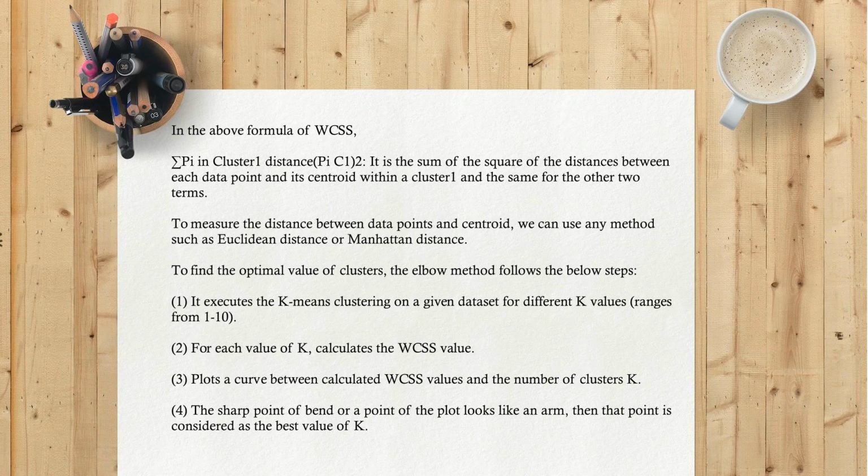To measure the distance between data points and centroid, we can use any method such as Euclidean distance or Manhattan distance. To find the optimal value of clusters, the elbow method follows the below steps. 1. It executes K-means clustering on a given dataset for different K values, ranging from 1 to 10. 2. For each value of K, it calculates the WCSS value. 3. It plots a curve between calculated WCSS values and the number of clusters K. 4. The sharp point of bend, where the plot looks like an arm, is considered the best value of K.